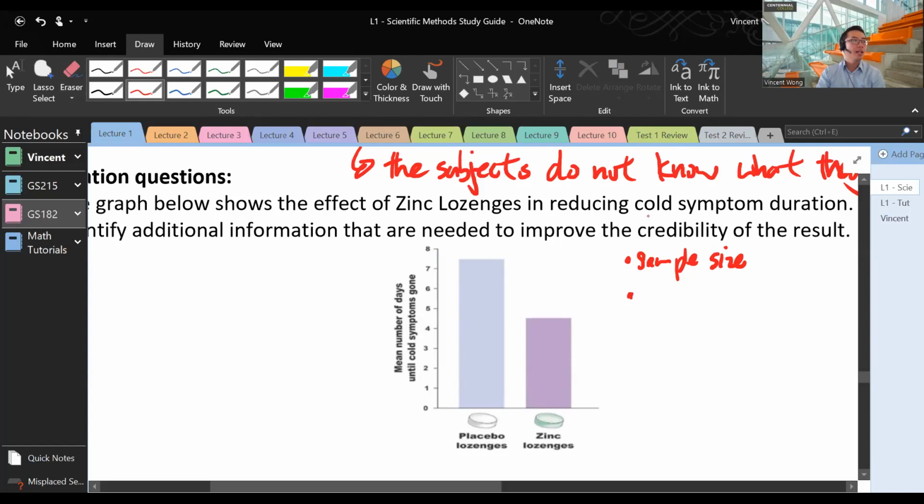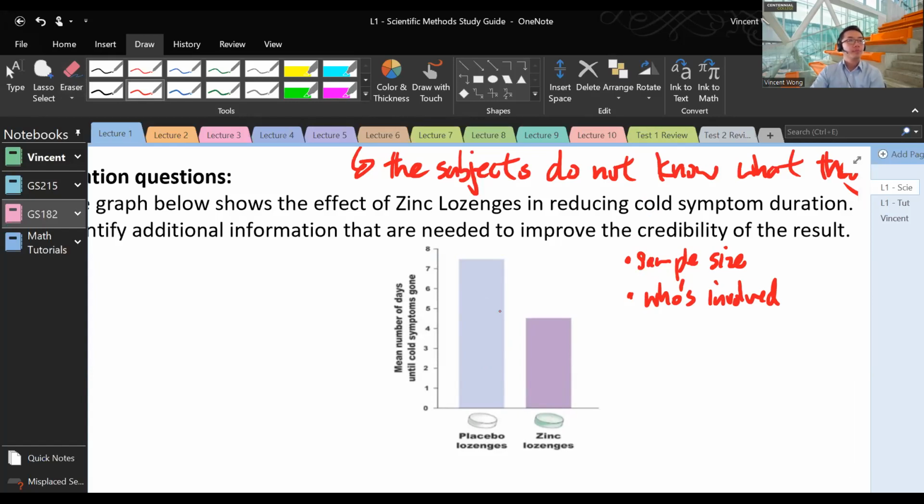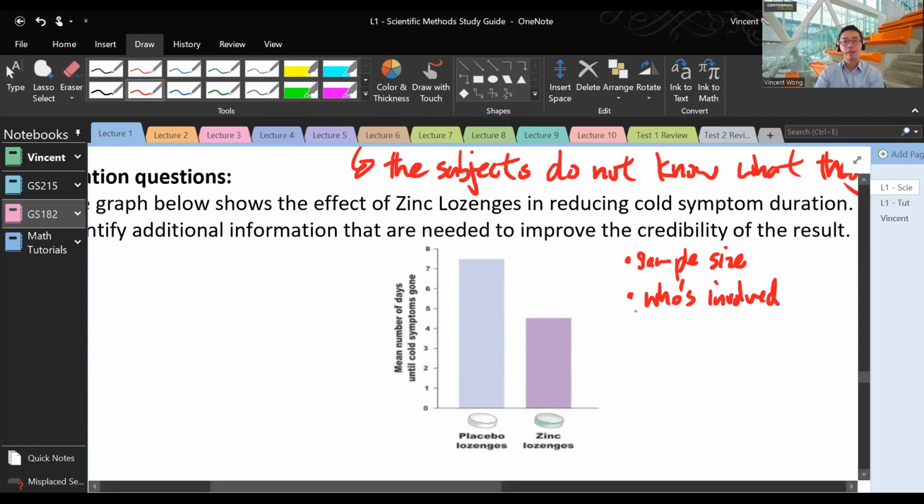Victoria says age group. Yeah, so who's involved? Was it young people versus older people? What's the nature of the experiment? What else? Medical history, yeah. So who's involved, their background. Okay, what else?